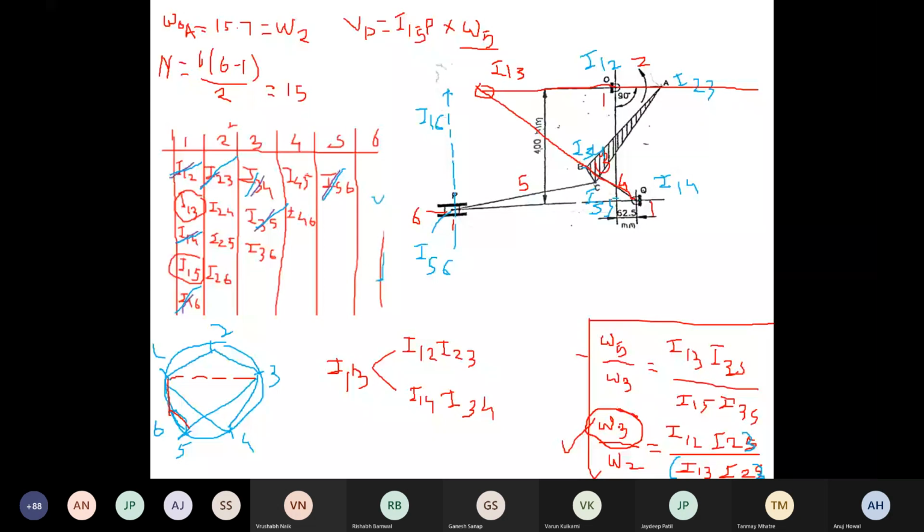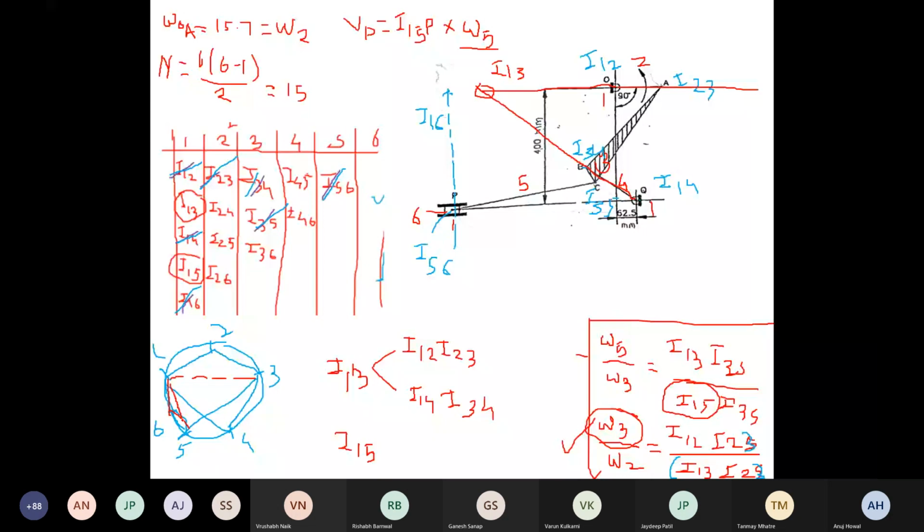You have to write down the formula. In that formula, I15 is the missing one, meaning the next ICR you have to find is I15, by using Kennedy's theorem. You have to join this 1 and 5. Join it here. Now the line joining 1, 5.